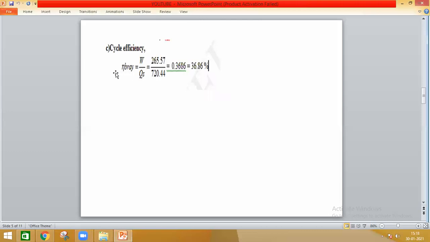So efficiency is equal to work done by heat supplied. Substituting the value of work done, 265.57 divided by 720.44, we will be getting the efficiency as 36.86%. So this is how we are going to find out the efficiency of a Brayton cycle.